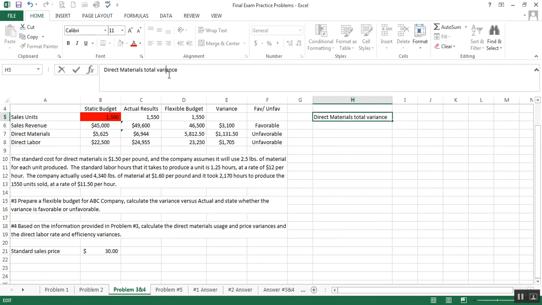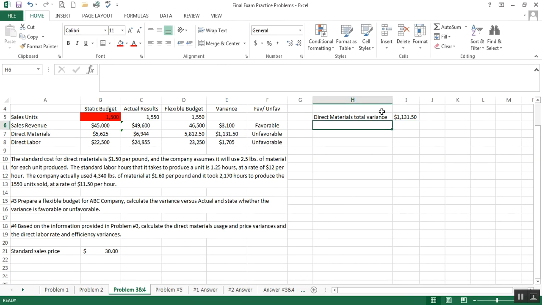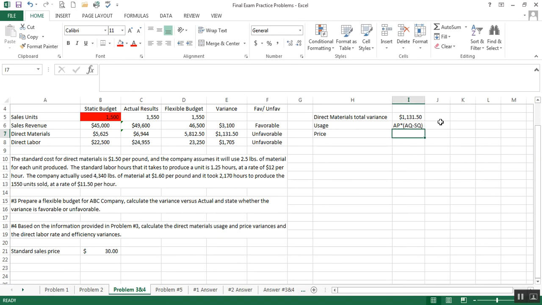We just calculated our direct materials total variance right here, $1,131.50. That's made up of a usage and a price variance. What that means is that this variance is driven by the amount of material that we use to produce each product, as well as how much it cost us for that material. So the formula for usage is actual price times actual quantity minus standard quantity. Let's take a look at what that means.